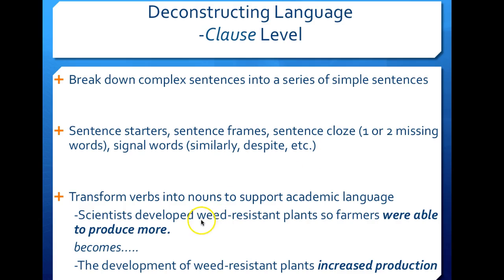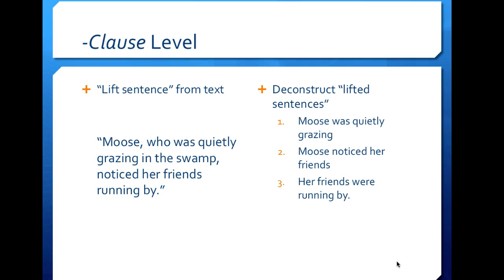Transforming verbs into nouns. Here's the example. Scientists developed weed-resistant plants so farmers were able to produce more. It becomes: the development of weed-resistant plants increased production. It shortens the sentence, and these words have a lot of weight to them. This "were able to" is a phrase that is complex English. So this actually simplifies the language and yet carries the meaning that you need. So anything you can do to break down the language of whatever it is you're having the students work on for ELLs is very useful.